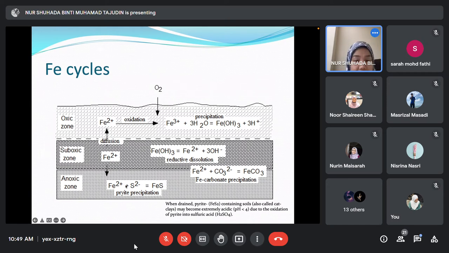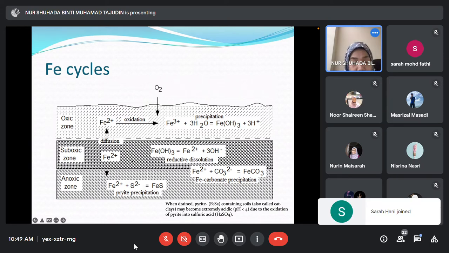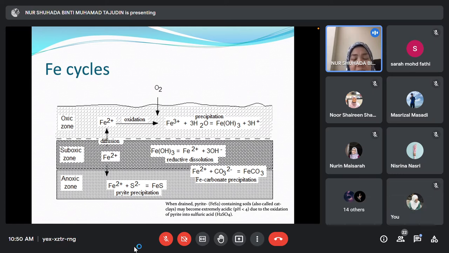Biar dia duduk dalam pyrite tak apa, dalam bentuk compound. Tapi when the pyrite is exposed to sub-oxic zone, meaning that there is a few oxygen, bila dia naik atas, dia akan jadi Fe3 dulu. So Fe3 dia akan undergo the process of oxidation. Kalau dia dalam keadaan Fe3, dia akan diturunkan, dia akan precipitate ke bawah, dia akan jadi Fe2+. So this and this dia keep on bertukar-tukar depending on the oxygen levels.